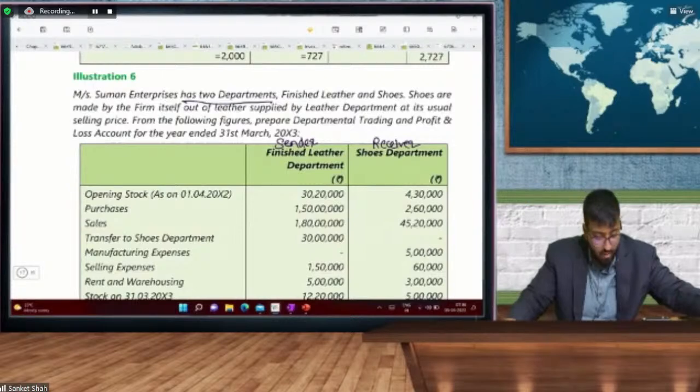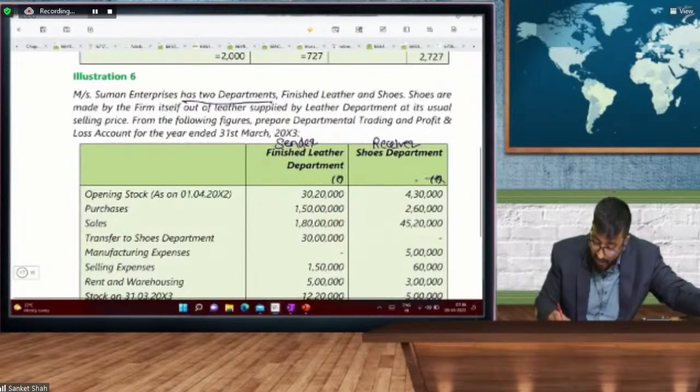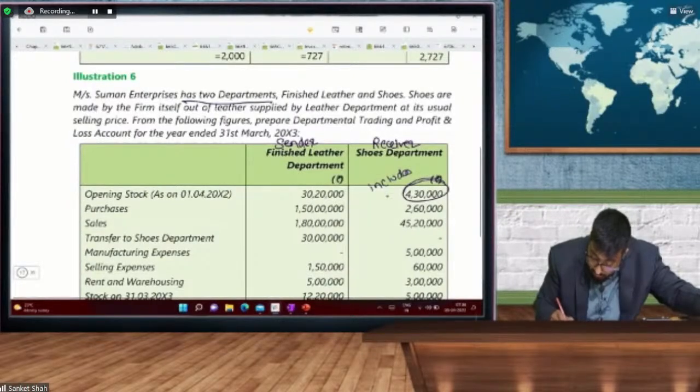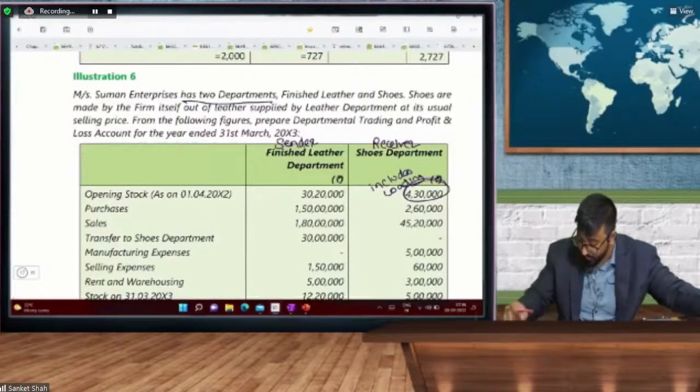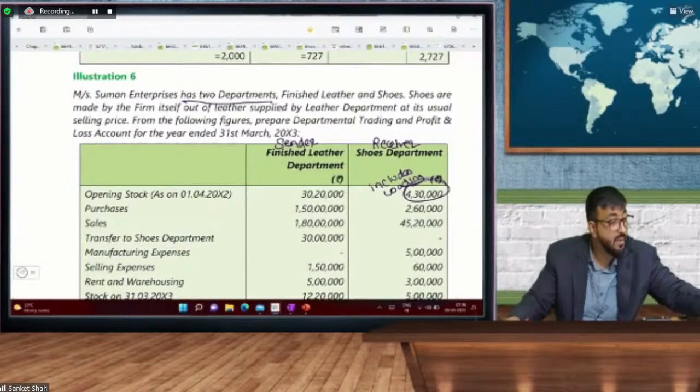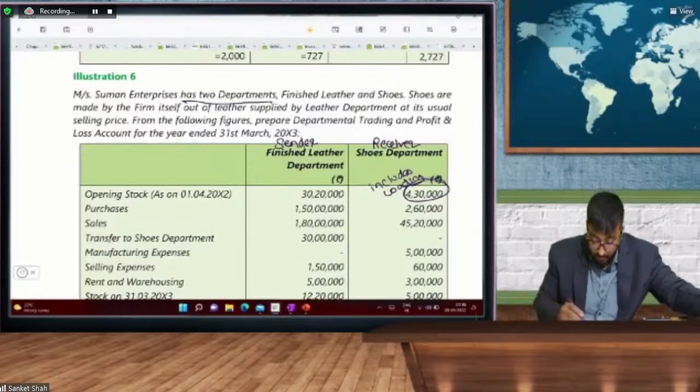Opening stock. Now see, beta, this opening stock includes loading. Which department, beta? Shoes department. Receiver's department.